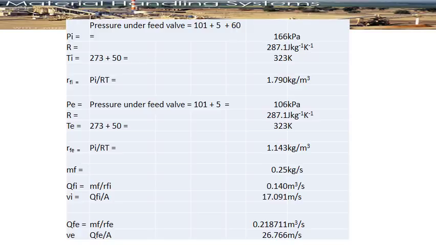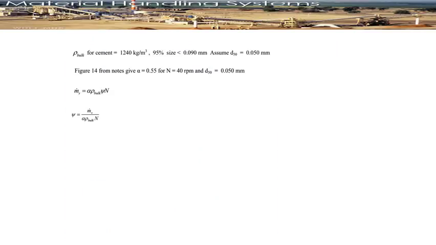Now, these values are going to give you about half of the question marks, and we have to do the rest of the question which we covered last week. So that's what we are going to do. We said that the density for the cement is 1,240 kilogram per cubic meter, 95% size equal to 0.09 millimeters. We assume that the D50 is equal to 0.05. Those are the properties of the material.